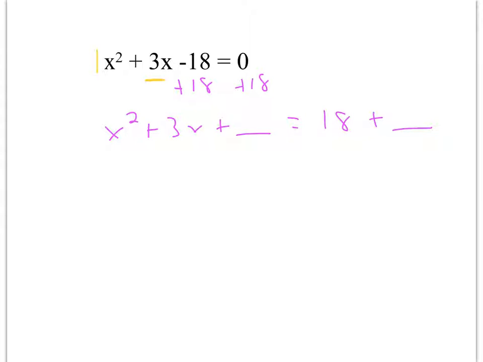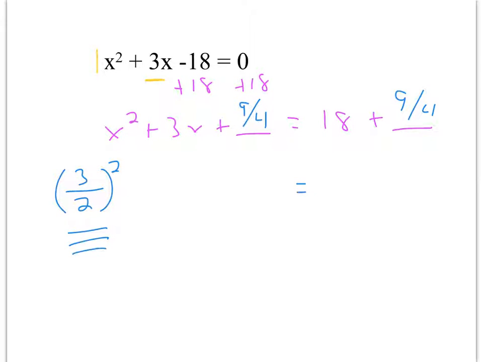Now I'm going to take my 3, divide it by 2, and I'm going to square it. Don't get out your calculators. Don't write this as a decimal. Just square 3 halves. 3 halves squared is 3 times 3, which is 9, over 2 times 2, which is 4. So 9/4, I'm going to add 9/4 to both sides. On the left-hand side, this is not an easy factor, but you just completed the square. So with practice, you're going to see that this is x plus 3 halves squared.